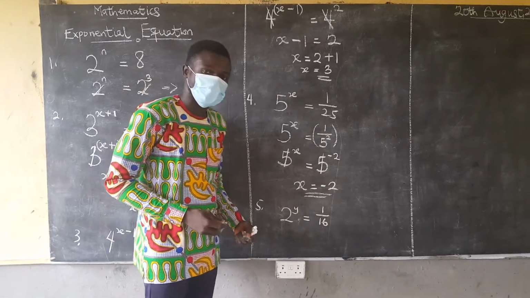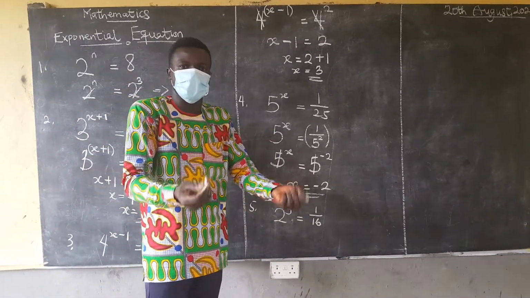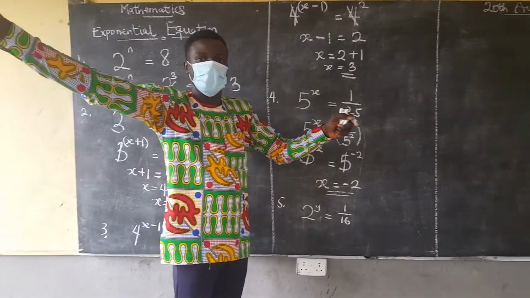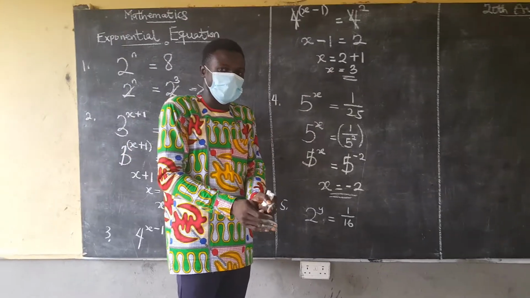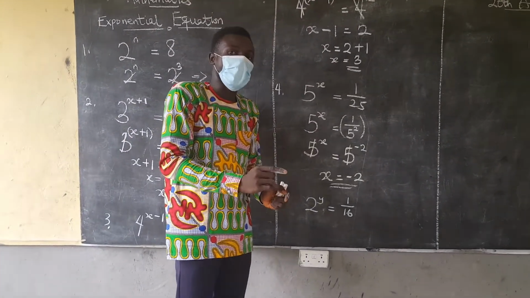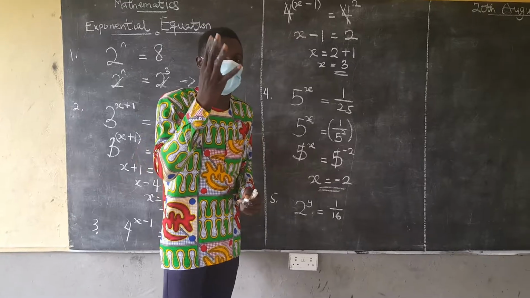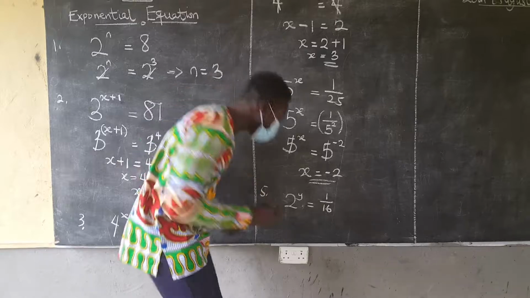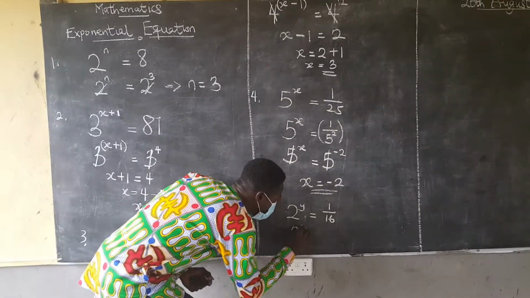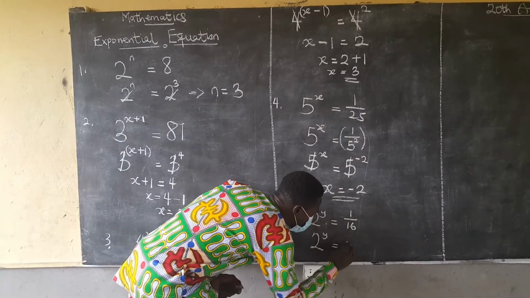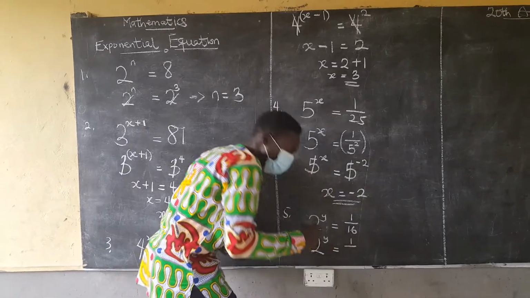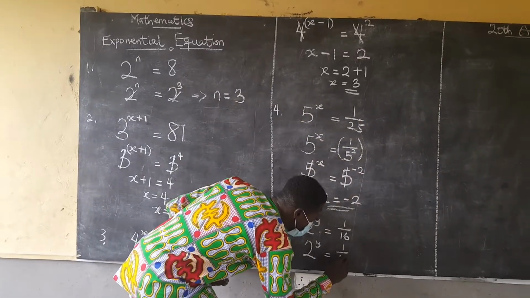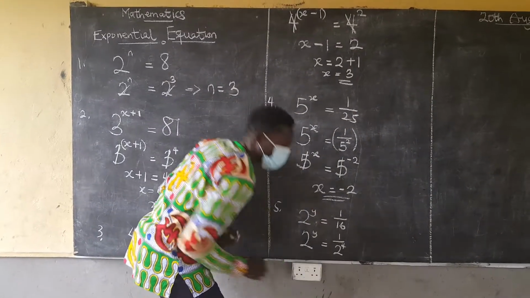So you ask yourself, 2 times 2, how many times will give me 16? 2, 2 is 4. Another 2, 2 is 4. 4, 4 will give us 16. So we can conclude that 2 times itself 4 times will give us 16. So I can say 2 raised to the power y is equal to 1 over 2 times itself 4 times, which is 2 raised to the power 4.